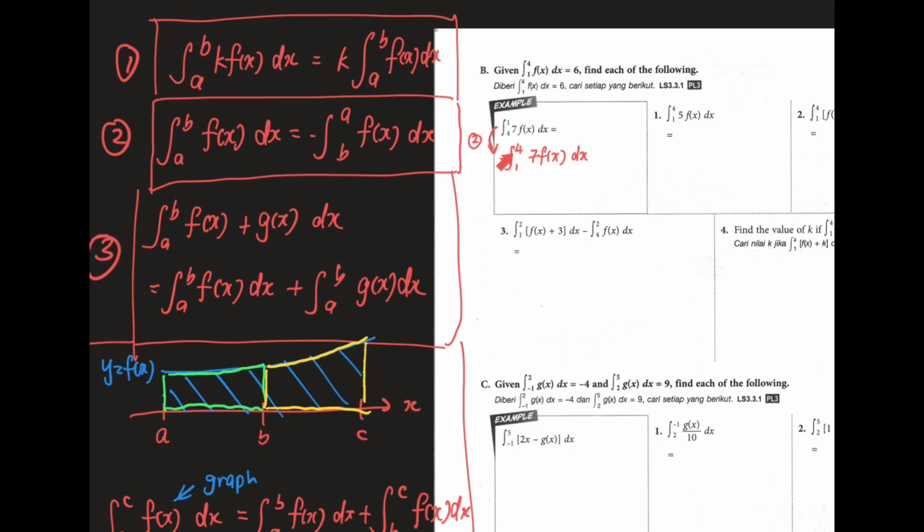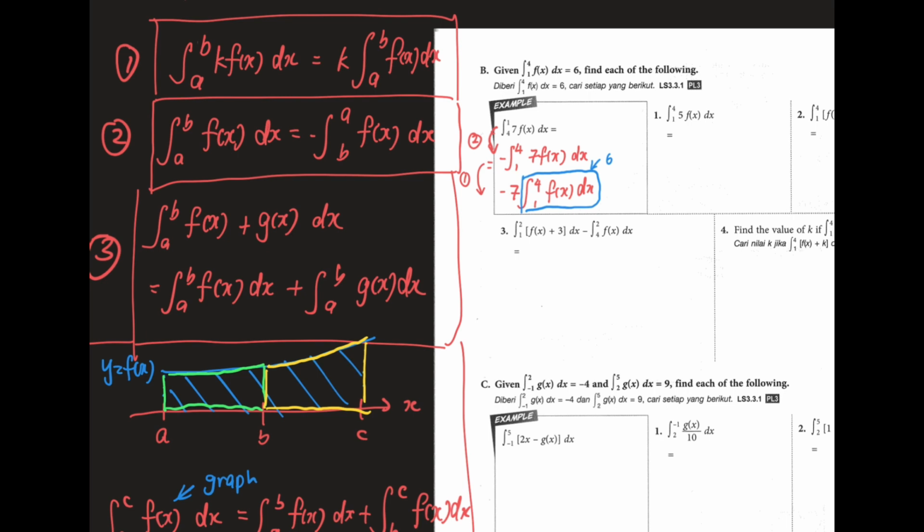Now what else to do? The 7. Use formula 1. Based on formula 1, a constant can be taken out. 7 can be taken out, then we get negative 7 now. After doing all this, we can use the information given, where the integral from 4 to 1 of f(x) dx is equal to 6.